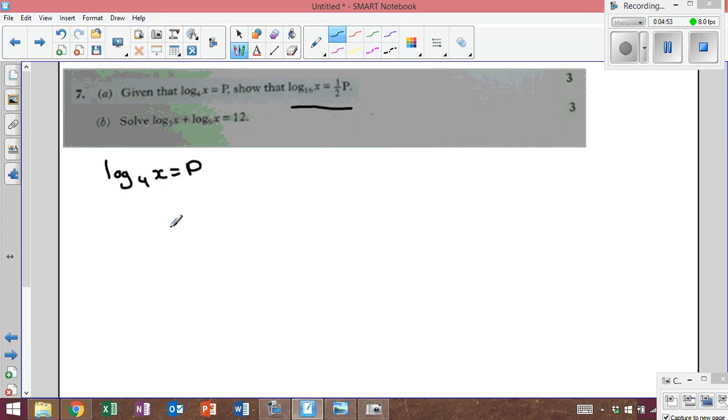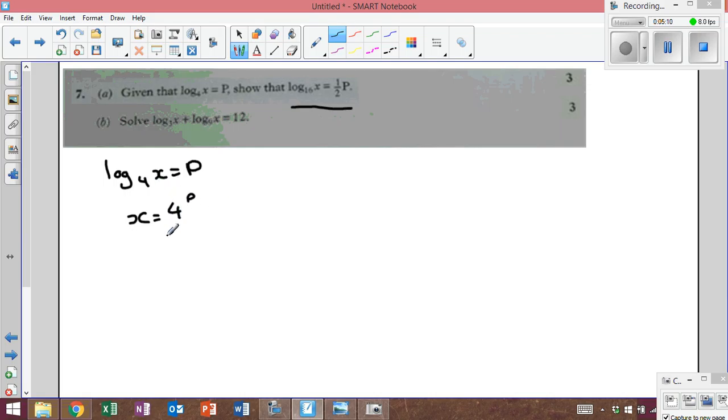The 4's got to change to a 16. Now, what I would do to look at this is just rearrange it into the exponential form. So from this, we know that x is equal to 4 to the power p. Okay, so there's my power there that I want to change.